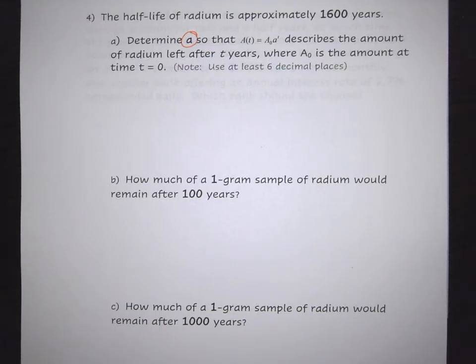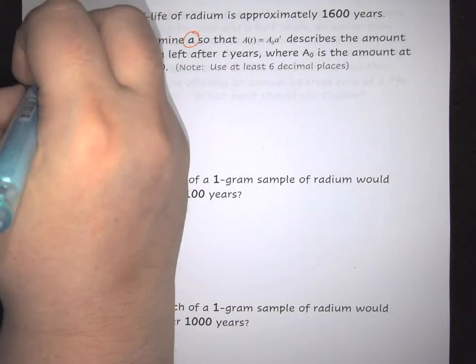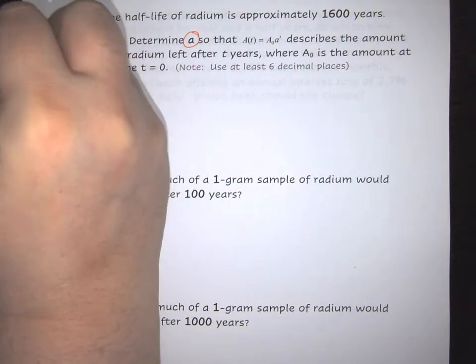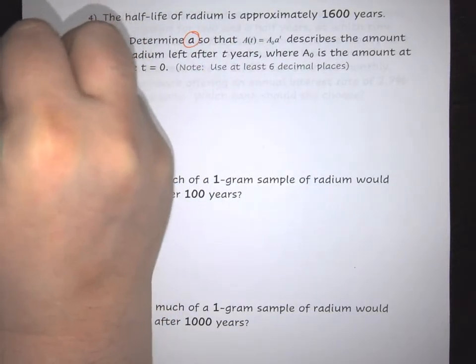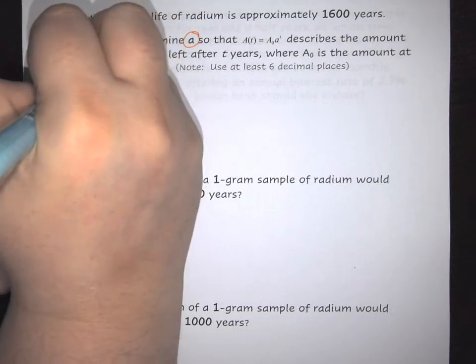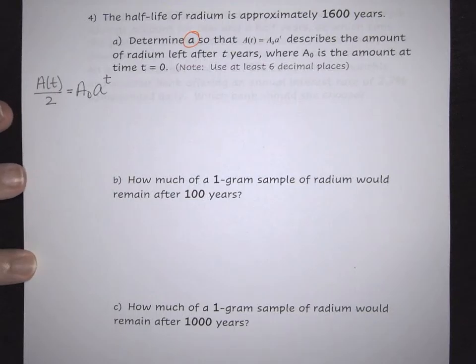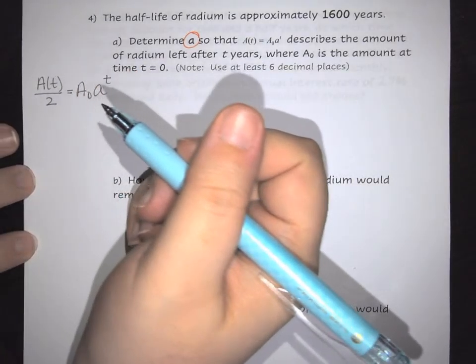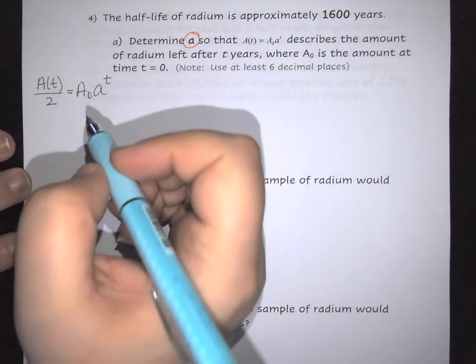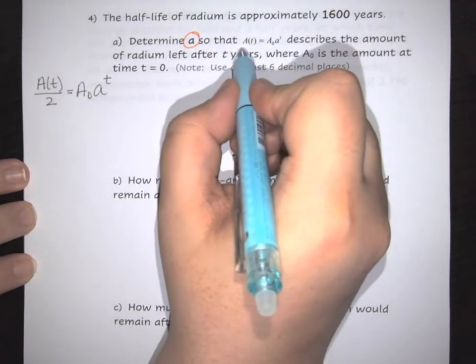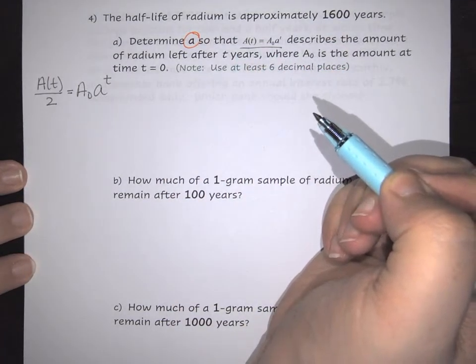Okay? So there's a few things that we need to pay attention to. First, we need to look at the formulas to use. We have a half-life, so a half-life would say A of t equals A naught divided by 2, which is A naught a to the t. Okay. The other thing we know is that half-life is very similar to decay, which is where this formula comes into play.